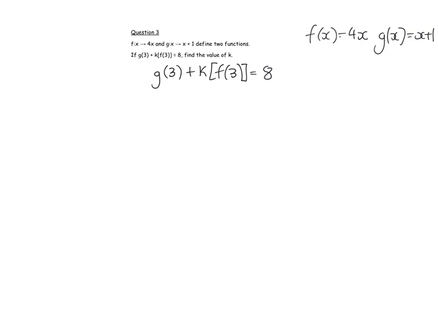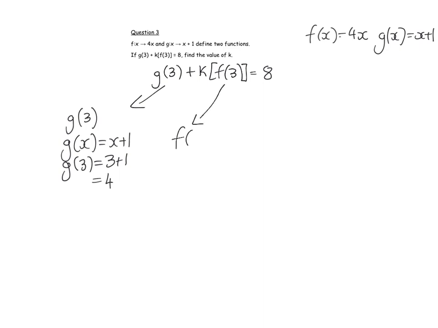So the first thing we need to figure out is g of 3. And we know that g of x is equal to x plus 1. So then g of 3 is going to be 3 plus 1, which is going to be 4. Next, we need to figure out what f of 3 is. We know that f of x is equal to 4x. So f of 3 is 4 times 3, which is 12.